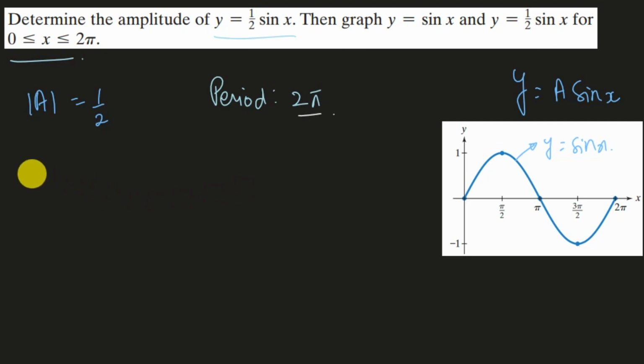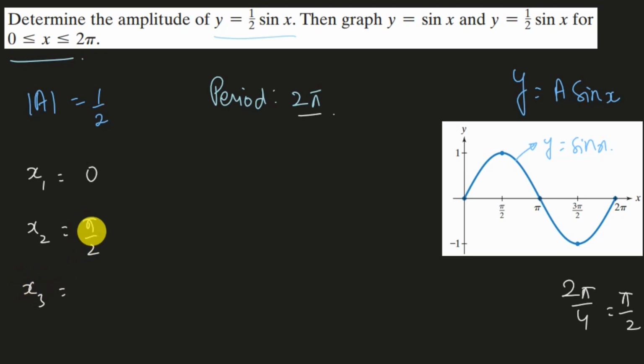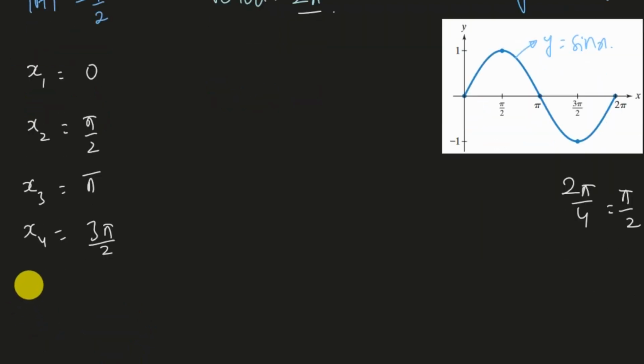Now to find the 5 key points, the first, x1, would be 0. For x2, you have to add x1 plus period by 4. Period is 2 pi. So 2 pi by 4 is what? Pi by 2, right? So 0 plus pi by 2 would be pi by 2 itself. Then x3, again add pi by 2 to x2, you'll get pi. Then x4 would be 3 pi by 2. And finally x5 would be 2 pi.